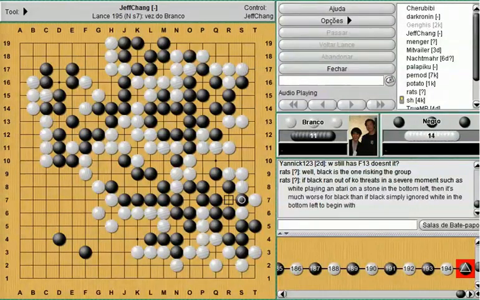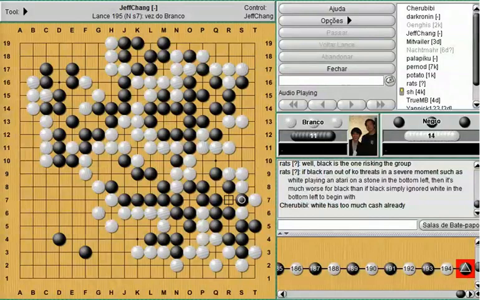Yes, white does have F13. That is true, but I'm saying you need to consider all the possible scenarios, rather than that if. So basically here, in order to do this thing right, you need to actually calculate ko threats. But black also has a lot of territory, right?